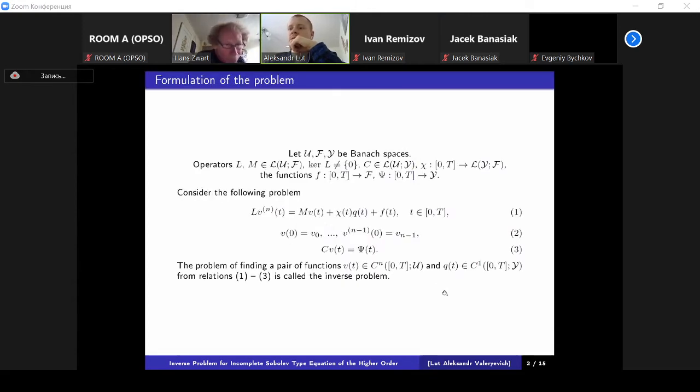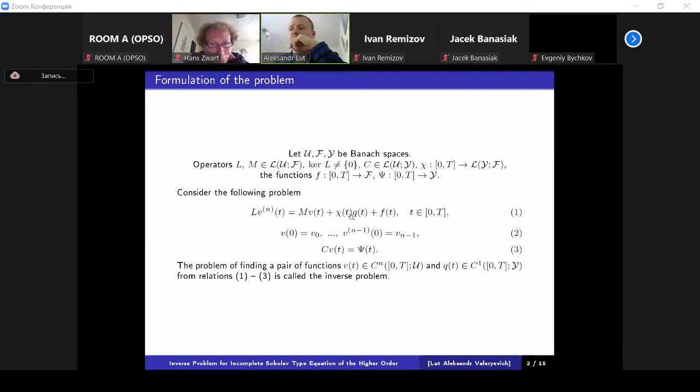Let's start with the problem statement. Now let U, F, Y be Banach spaces. The following operators and functions are defined. Consider problem 1, 2, 3.